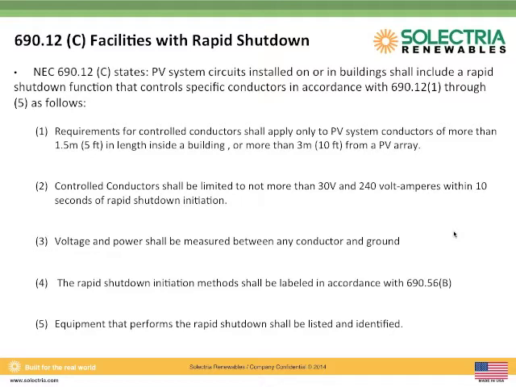And the way that we are able to do that is by disconnecting our DC feeders. Now, those DC feeders need to be less than 10 feet from the array or within 5 feet of entering a building. The voltage and the power must be referenced to ground. So there are some implications with specifically how you go about implementing this with floating arrays that have no ground reference. But by and large, the rapid shutdown initiation has to comply with this 30 volts in less than 10 seconds.